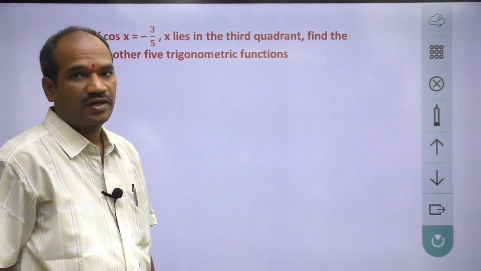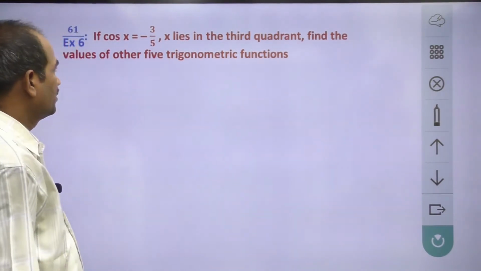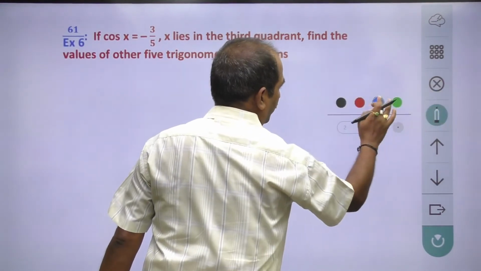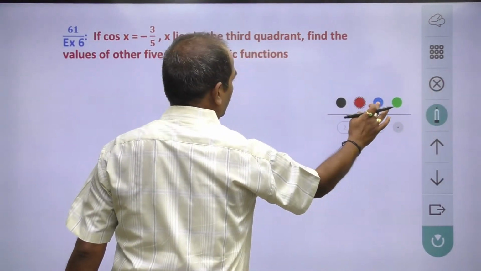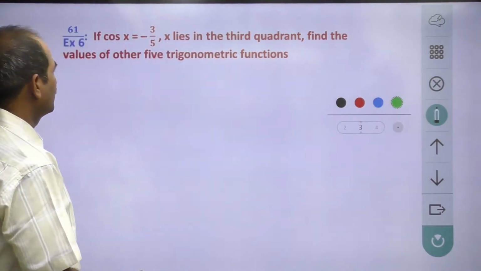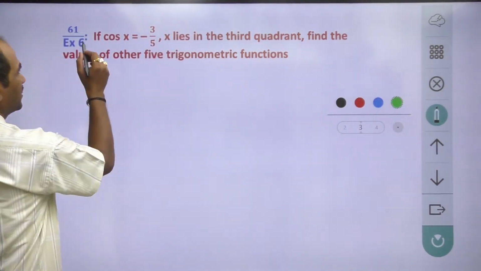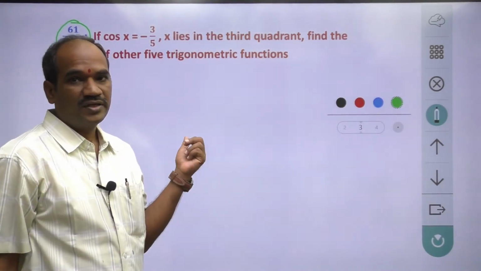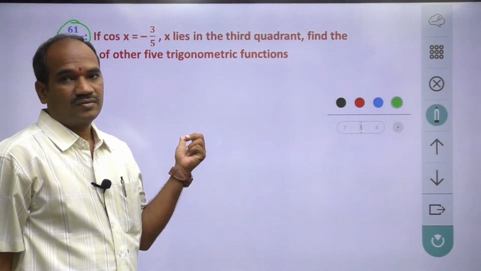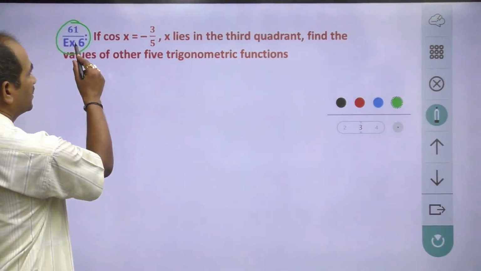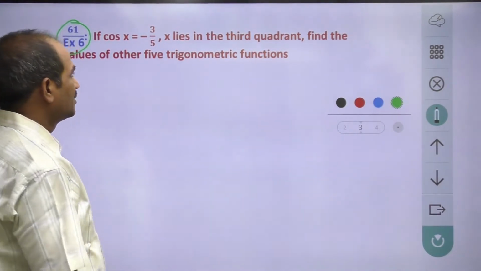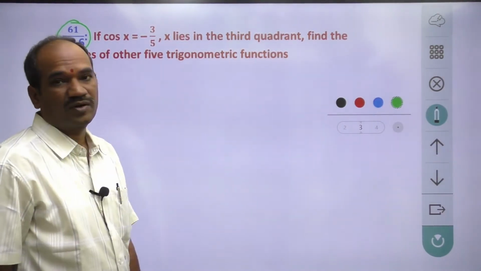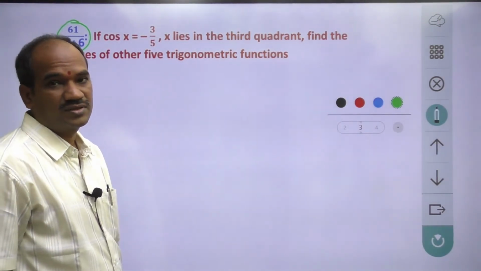Right, see here, next problem. In this textbook, page number 61, example 6. These are your question bank question numbers. This is a 5 marks question. In this model, 1 mark questions are important, and these questions are important for competitive exams.